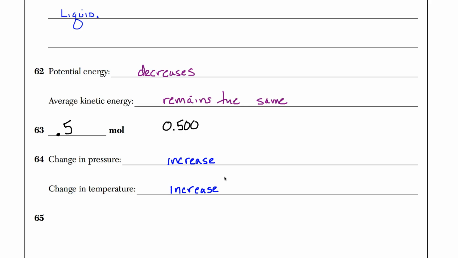You could actually put down a pressure, any pressure greater than 0.5, and then any temperature greater than 298, which is the current temperature. So an increase in pressure, an increase in temperature.